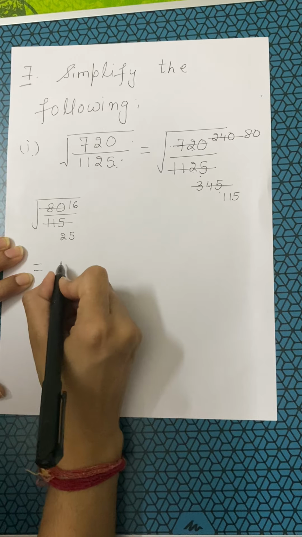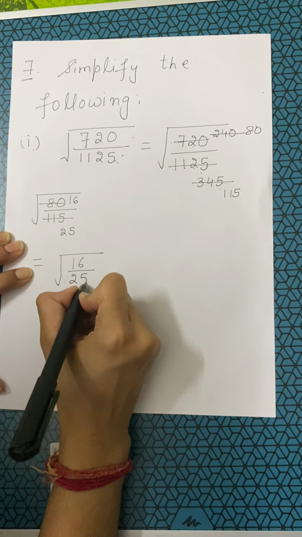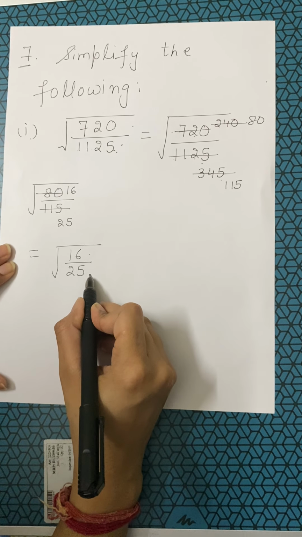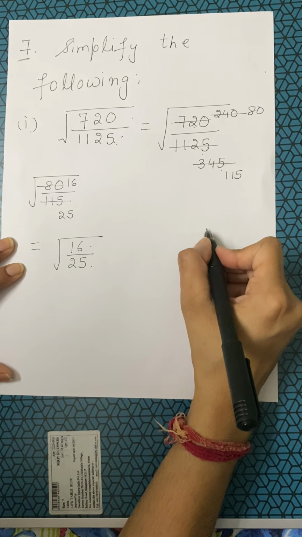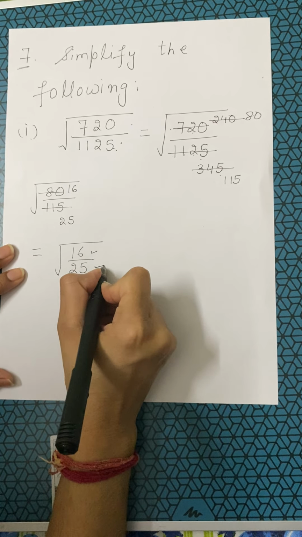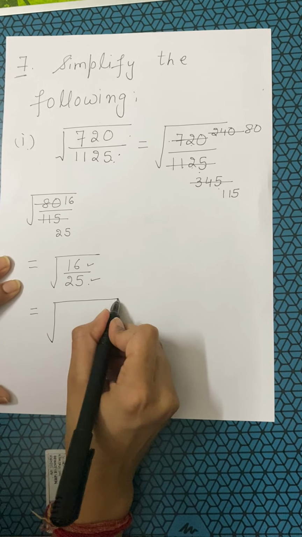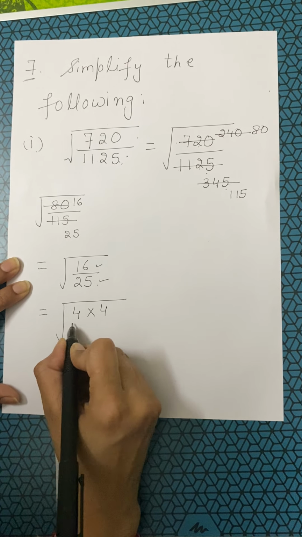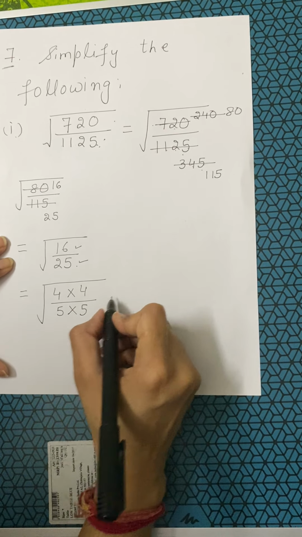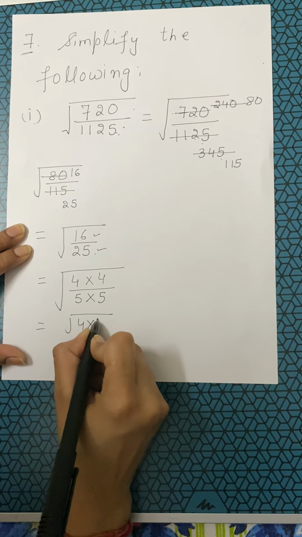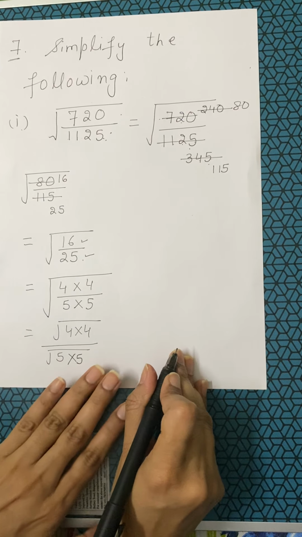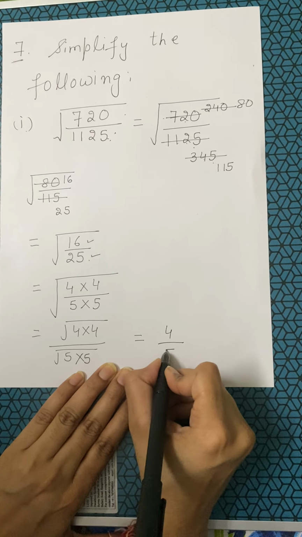Now if you see 16 upon 25. Okay, 16 is also a perfect square. 25 is also a perfect square. Now here, whether you do long division or not, the numbers are quite small. So we can directly write this as 16 can be written as 4 into 4. And 25 can be written as 5 into 5. That means numerator will be separate, denominator will be separate. And when I simplify, I will get 4 upon 5.